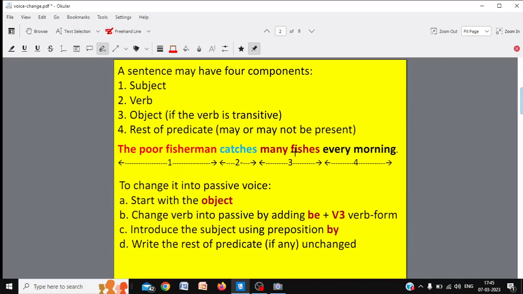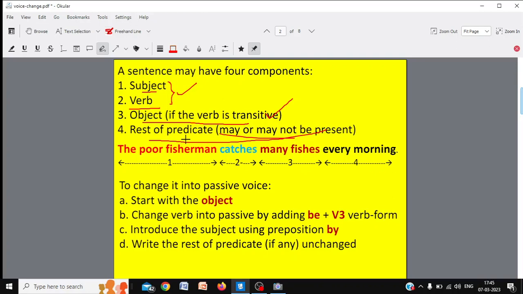A sentence may have 4 components or 4 parts. Subject and verb, of course these 2 components have to be there. Object, if the verb is transitive, it will have an object, and the rest of the predicate may or may not be present. So subject and verb are always present, object only if the verb is transitive, and the rest of the predicate is optional.